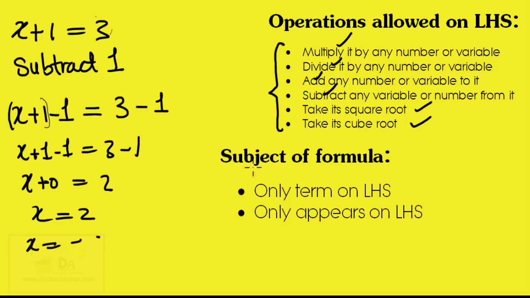So like I was saying, in the solution, x is equal to 2. X is the subject of the formula. We started with this equation, and now we've made x the subject of the formula. X is the only term on the left hand side, and x only appears on the left hand side. There's no x anywhere on the right hand side. In fact, on the right hand side, we only have 2.